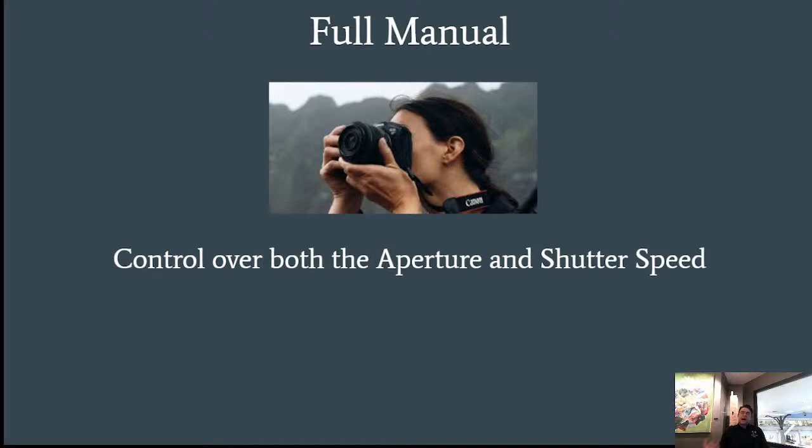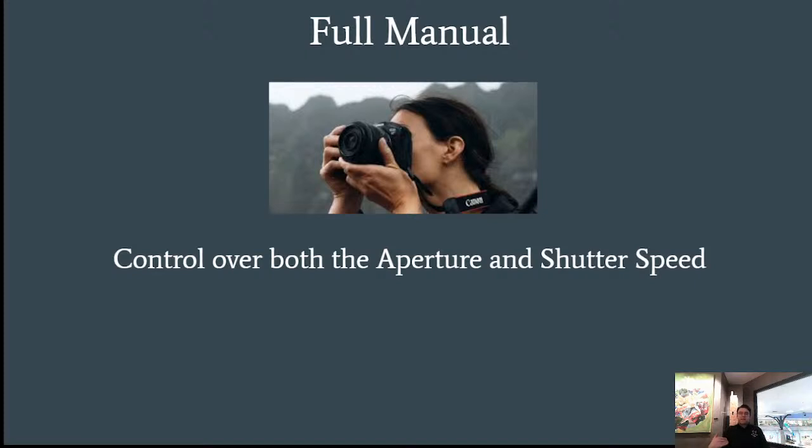Someone who's more of a hobbyist, you're intermediate, you don't necessarily have any sort of profession with this, your main goal is to just take fun photos and enjoy the camera, I think that auto would be great. I think shutter would be great. I think that aperture would also be great too.